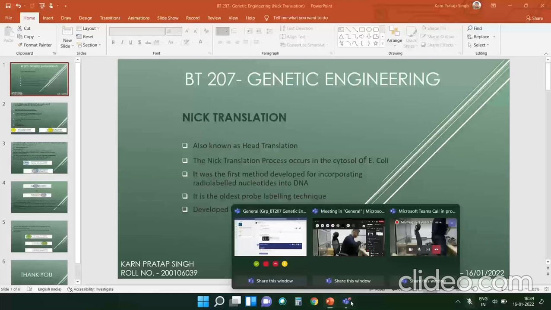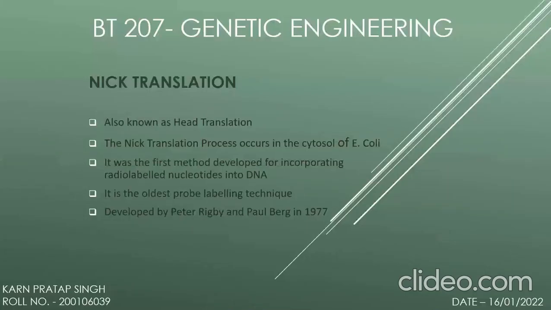Nick translation is basically the name given to a reaction that is used to replace cold nucleoside triphosphate in a double-stranded DNA with radioactive ones, and it occurs in the cytosol of E. coli, and it was the first method developed for incorporating radio-labeled nucleotides into DNA, and it is oldest probe labeling technique.